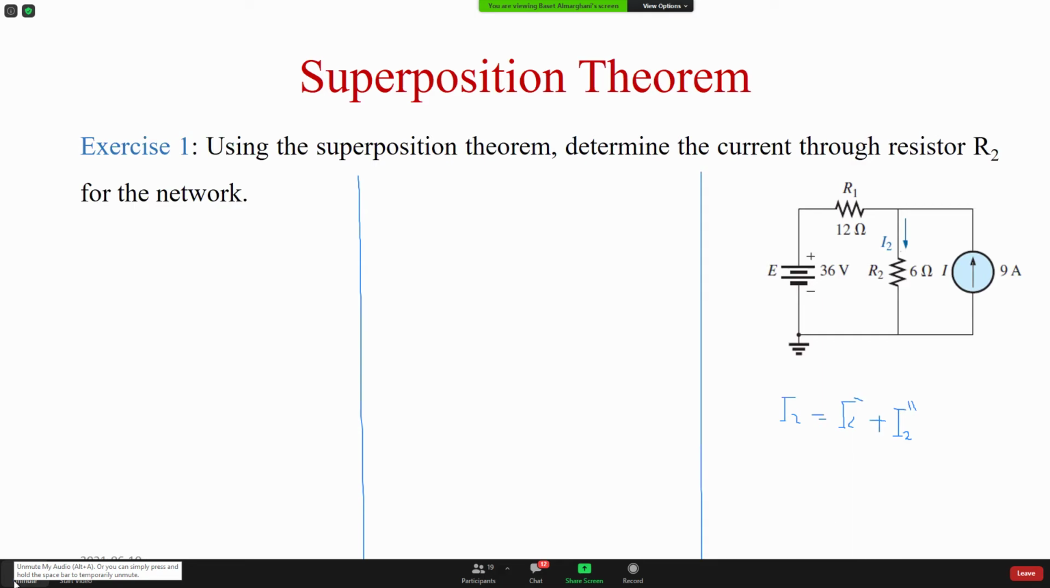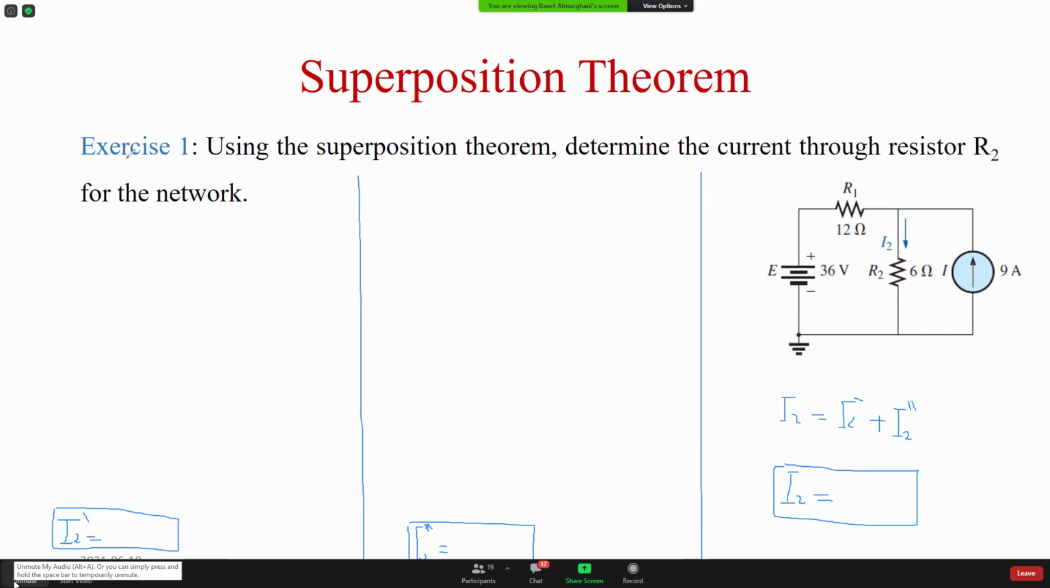and put them here. So here, I need to find I2 because of the first source. Then here, I2 because of the second source. Okay, so this is what I want to get here. And this is what I want to get here. And finally, I want to find I2 because of these 2 here. You have to know that this is what you need to do. Okay, they say find the current I2 in that direction using superposition.